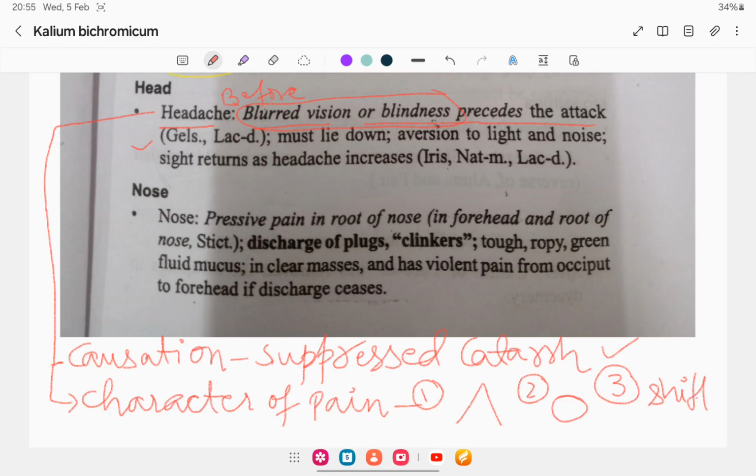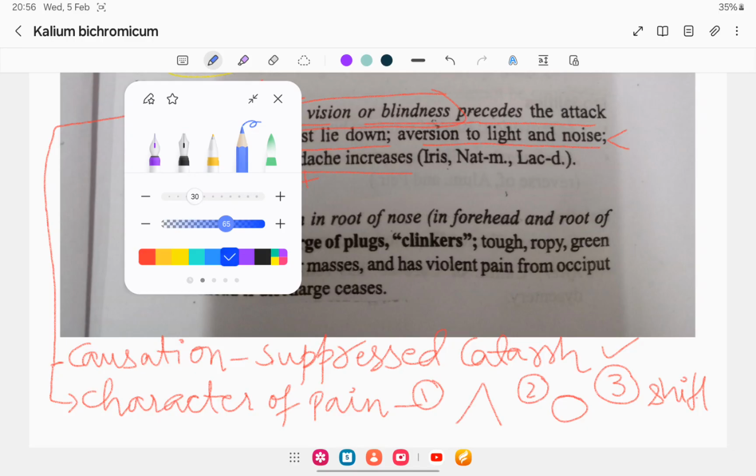So that is the character of pain. Now come to modalities. Must lie down, this is amelioration. Aversion to light and noise, this is aggravation. Sight returns as headache increases, this is a concomitant symptom.